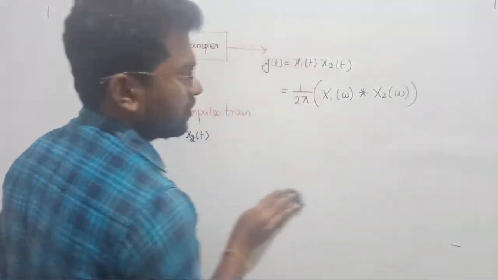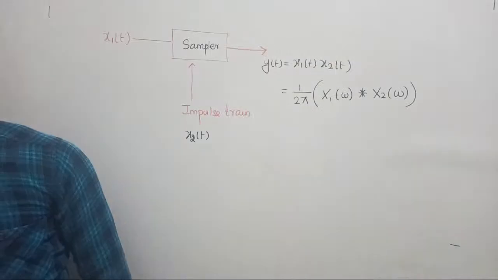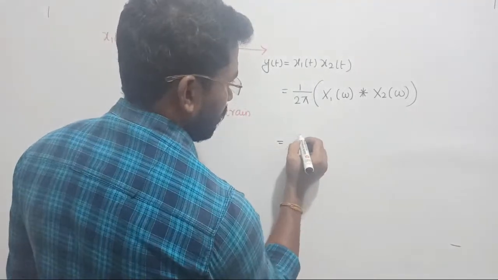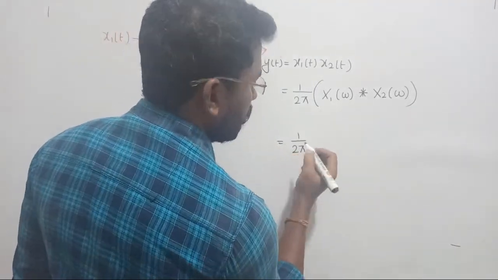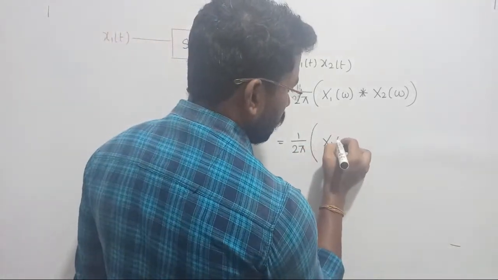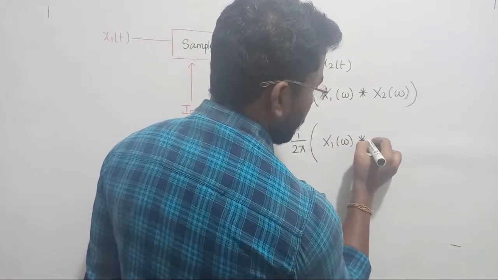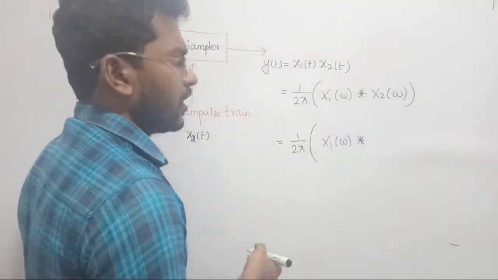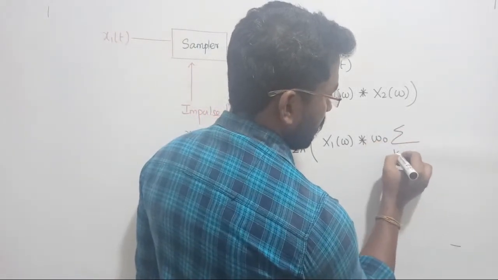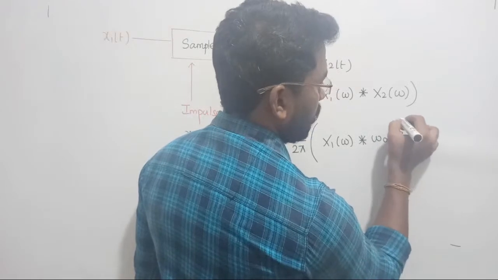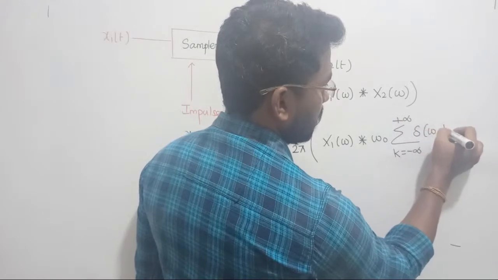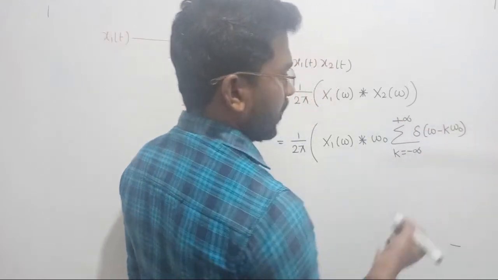Now in this convolution, let us see what will happen. Since what we have here is 1 upon 2 pi, let us extend our discussion further. Let us consider x1 of omega itself, and replace x2 of omega by its corresponding value. What is the value of x2 of omega? Omega naught into summation, with k traveling from minus infinity to plus infinity, of del of omega minus k times omega naught.